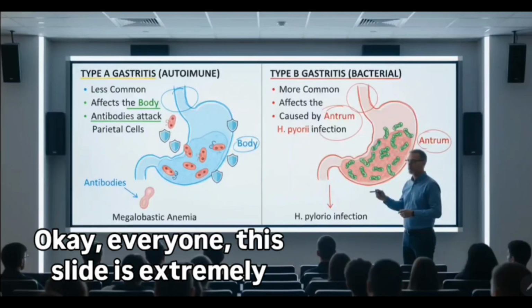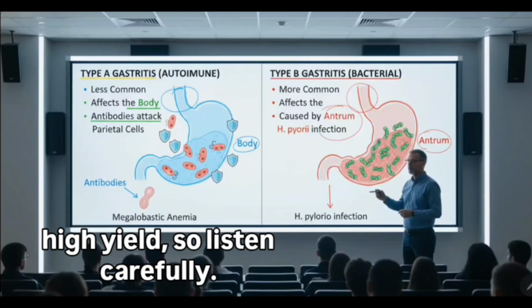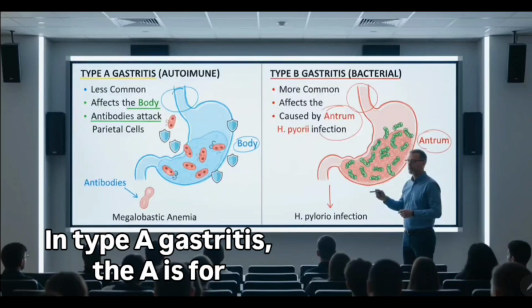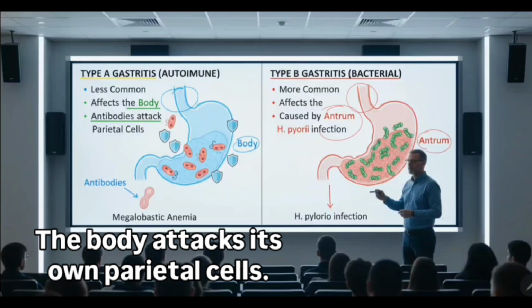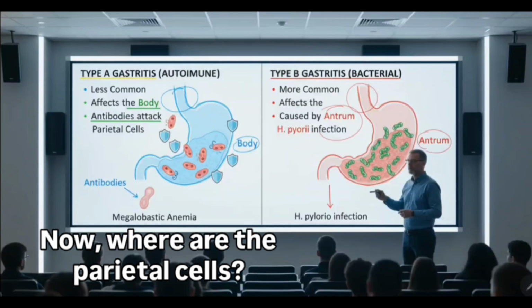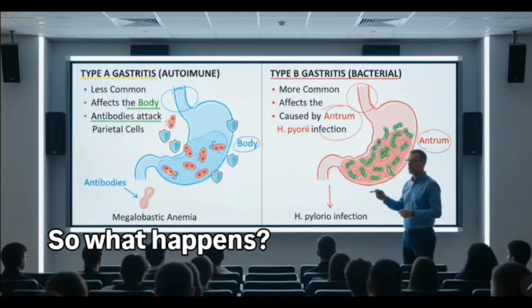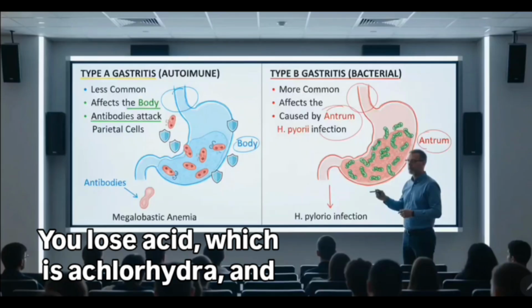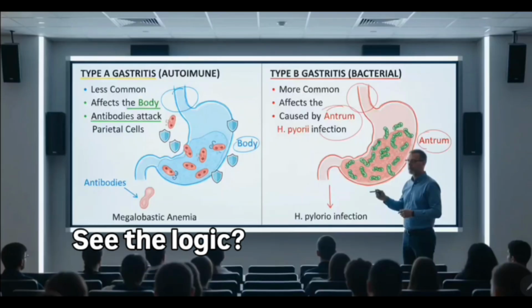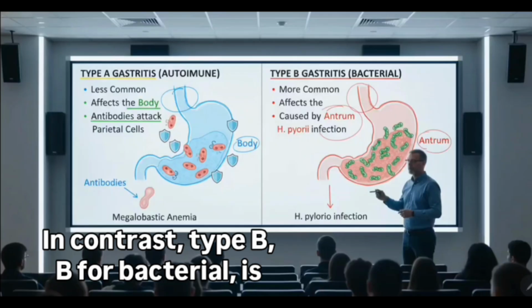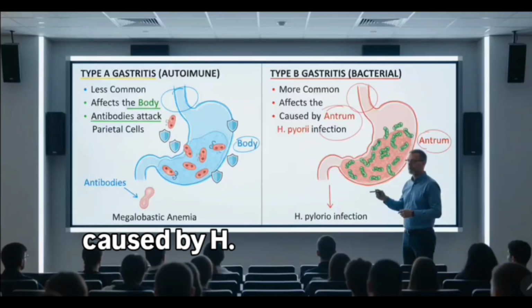Okay, everyone, this slide is extremely high yield, so listen carefully. In type A gastritis, the A is for autoimmune. The body attacks its own parietal cells. Now, where are the parietal cells? In the body, exactly. So what happens? You lose acid, which is achlorhydria, and you lose intrinsic factor, causing megaloblastic anemia. See the logic? In contrast, type B, for bacterial, is caused by H. pylori, and it mostly affects the antrum.